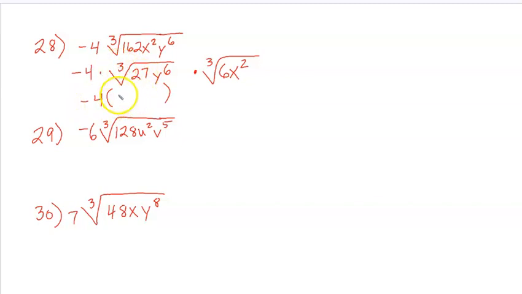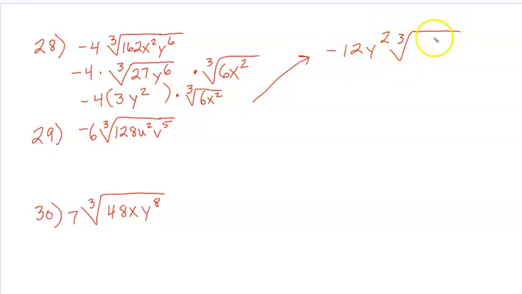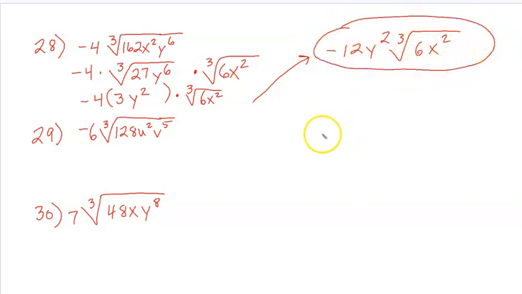So the cube root of 27 is 3. The cube root of y to the 6th, that's y to the 6th divided by 3 power, that's y to the 2nd. Still will be multiplied times the cube root of 6x squared. And I'll just put our final answer over here. -4 times 3 is -12y squared. And then that's going to be multiplied by the cube root of 6x squared. That's your answer for number 28.